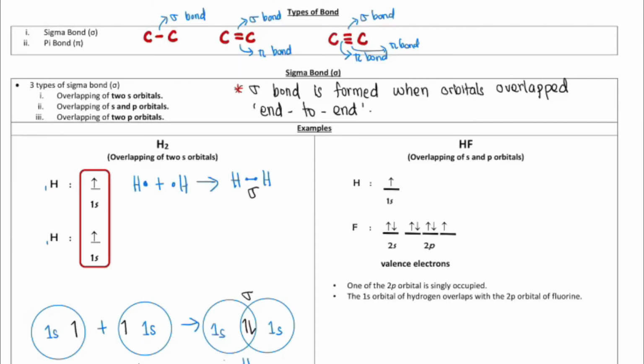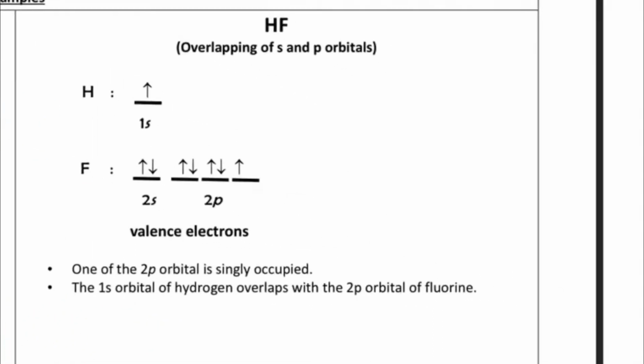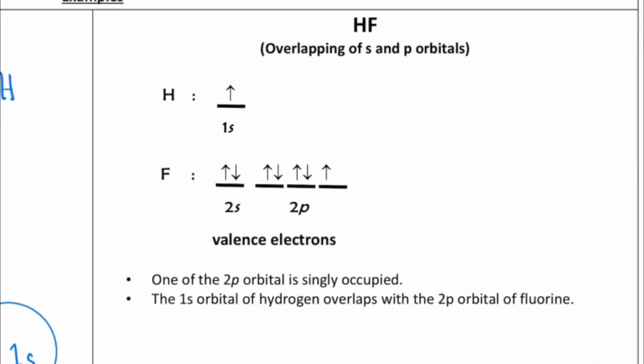Next, kita move to the next example, which is HF, overlapping between S and P orbital. Okay, so for hydrogen, 1 valence electron and 1 electron, so 1s1. But for fluorine, ada 9 electrons, but the valence electron is 7. So over here, I just write the valence electrons. That's why dia ada 2s2 and 2p5.